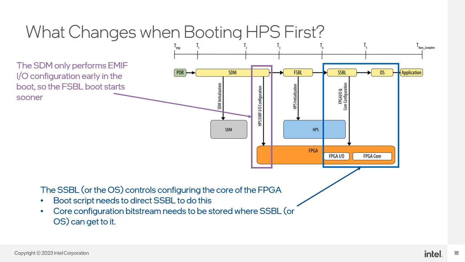One of the changes from FPGA first when working with HPS first, the SDM only performs EMIF IO configuration early in the boot, so the first stage bootloader boot starts sooner. The second stage bootloader controls the configuring of the FPGA core. After bootstrap completes, any of the following steps may occur.